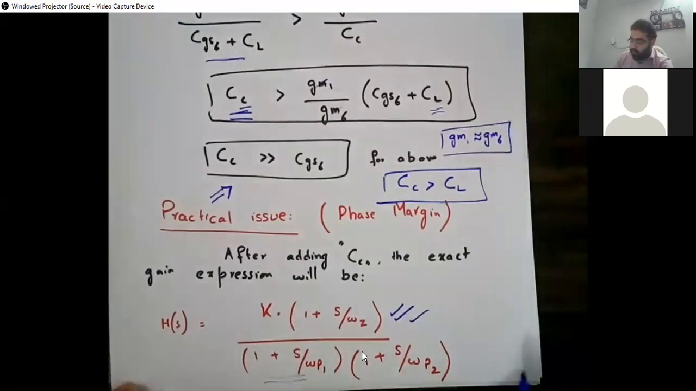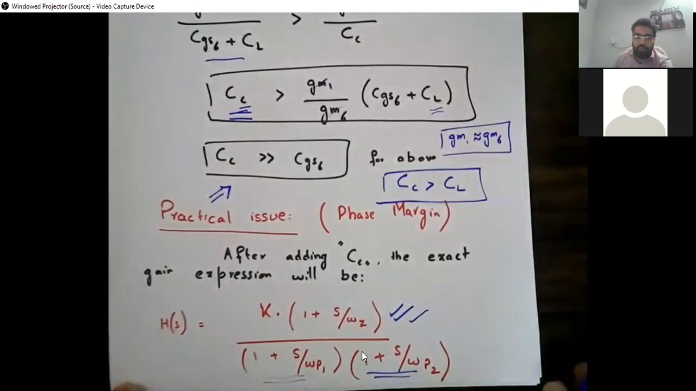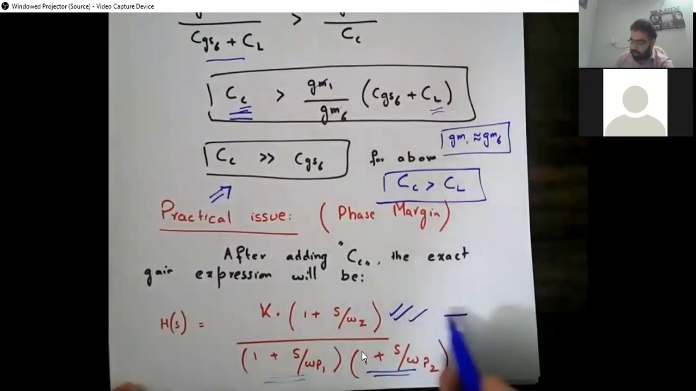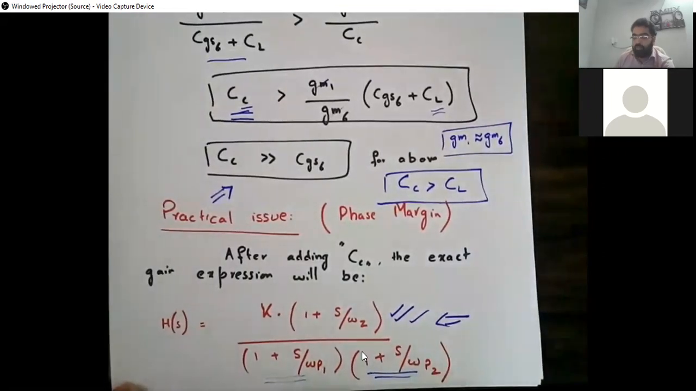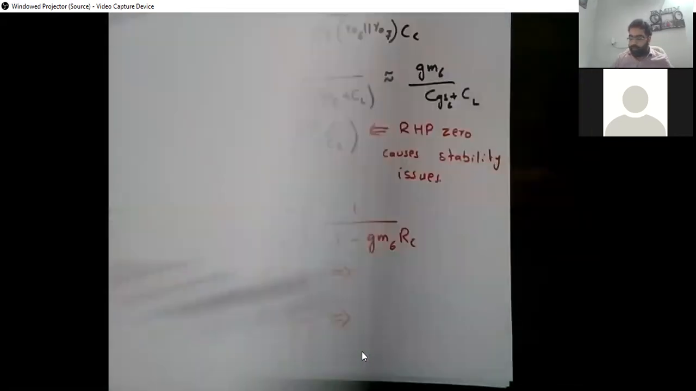And now we are also bringing in the effect of the second pole, 1 plus S by omega P2. Since it's the overall expression, not only talking about the magnitude, we need to also bring in that zero. So for completeness, we also want to do a complete analysis with the zero. So what's going to happen?